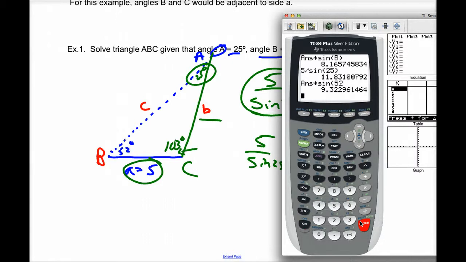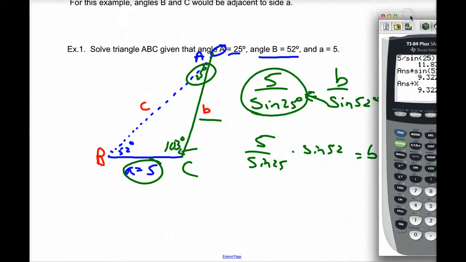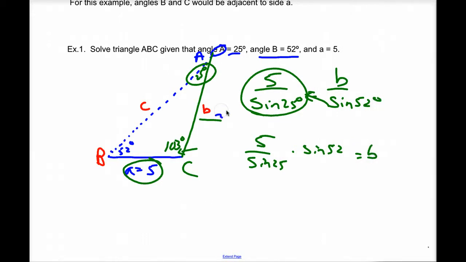I mentioned in a previous lesson that you might want to store that as an x or some variable in case you need to use that to come up with an answer. But I'm not using it to come up with an answer, so that's not going to be an issue. I know that b is about 9.32. I'm going to find c.